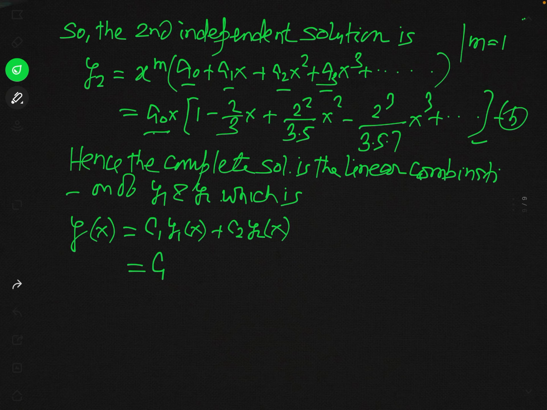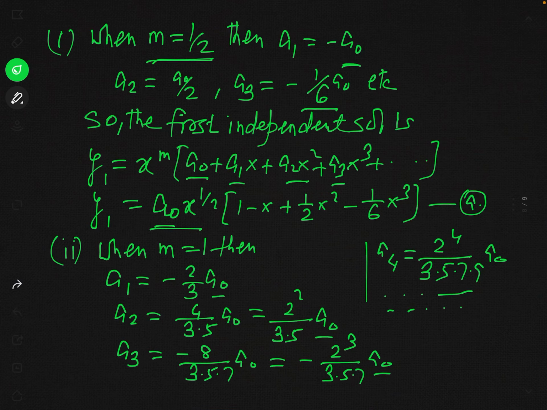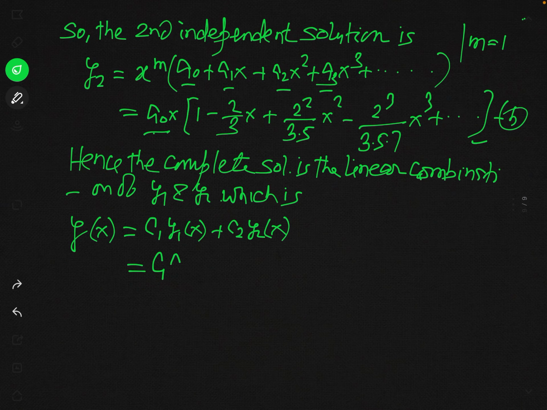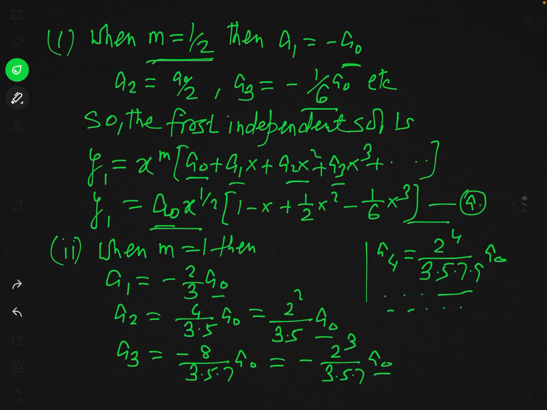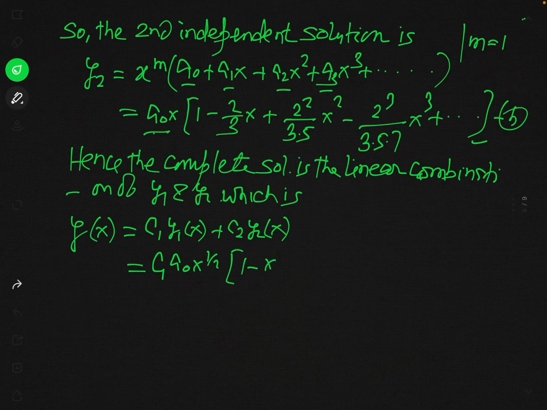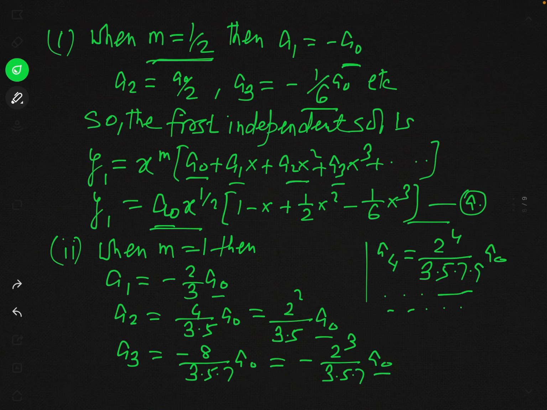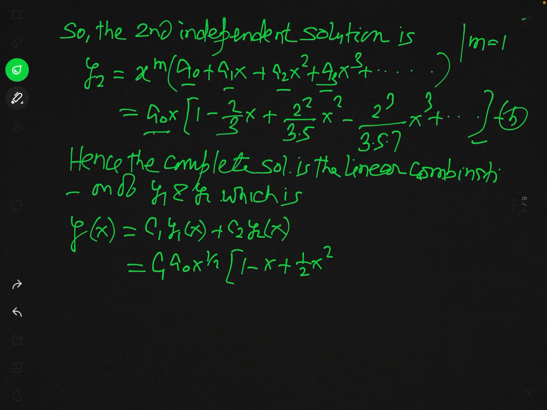So you can see what y1 is. The c1 y1 is defined in equation A. So this will be c1 a naught x to the power half, and inside the square bracket there is 1 minus x plus half x square, and minus 1 over 6 x cube, and plus so on.